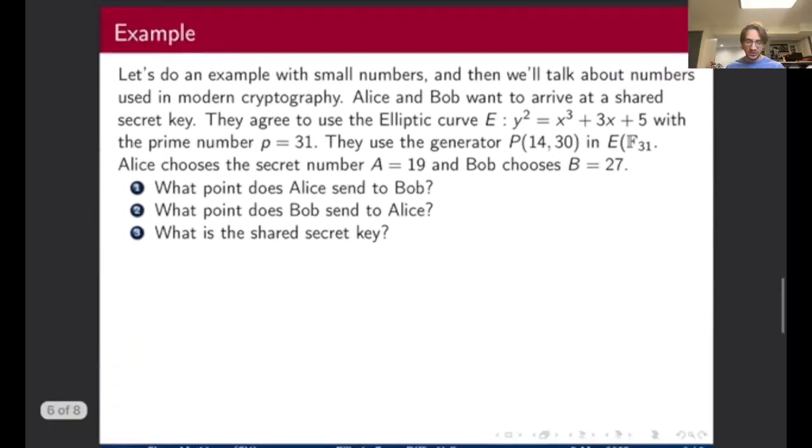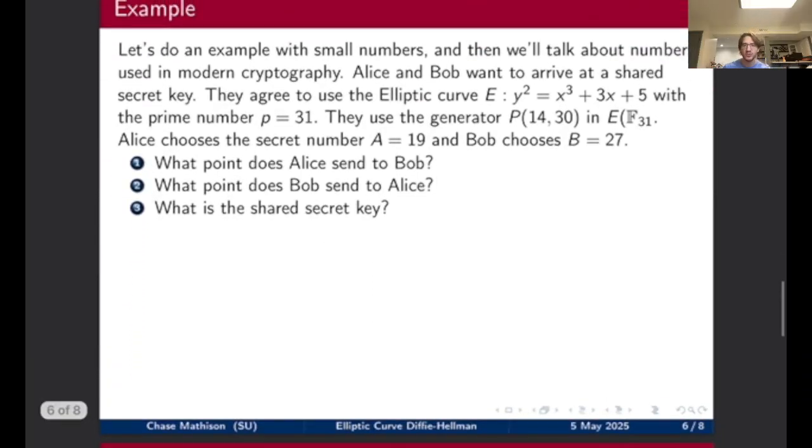All right, so let's do an example. We're going to use small numbers here, and then in the next example, I'll show you some numbers that are used with modern cryptography, and the numbers are pretty big. However, when compared to the numbers that have to be used with RSA to achieve the same security, they're actually pretty small. Okay, so let's say Alice and Bob want to arrive at a shared secret key.